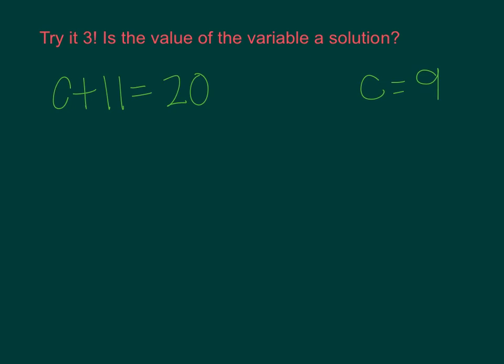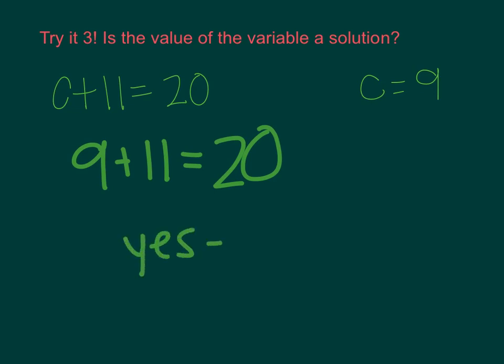All right, here's the last try it problem that's not a story problem. c plus 11 equals 20. If c equals 9, is this equation true, or is this not a solution? Try it. Okay, hopefully you were able to do this one in your head. 9 plus 11 does in fact equal 20, so yes, it is a solution.